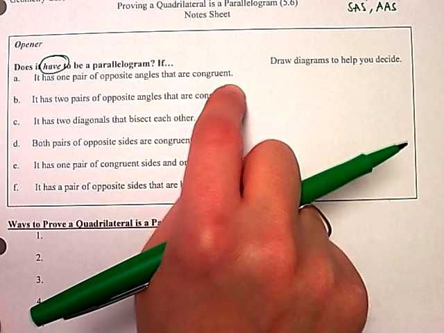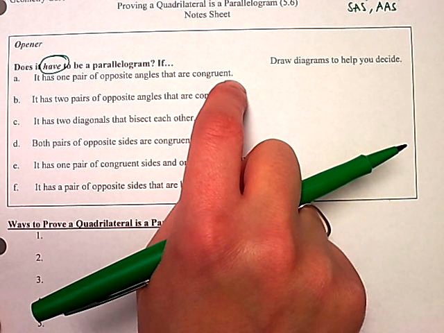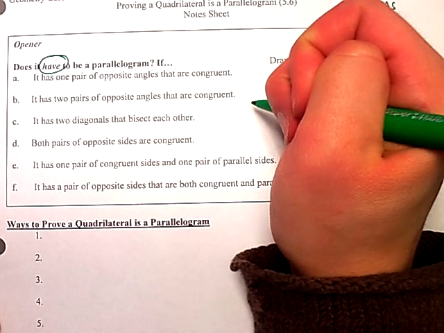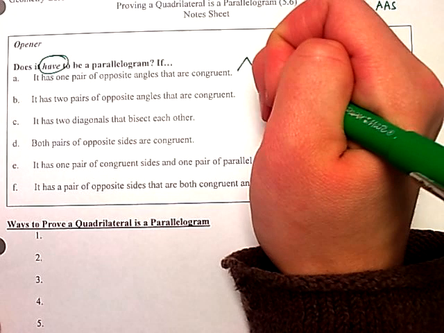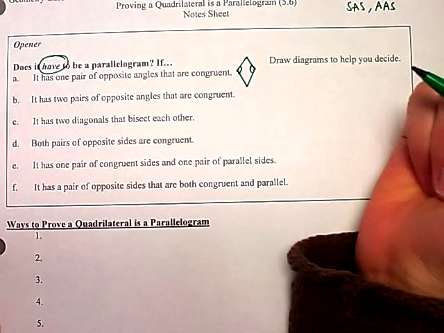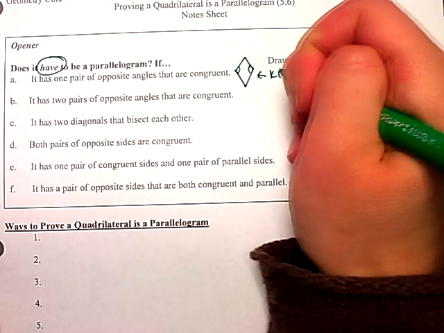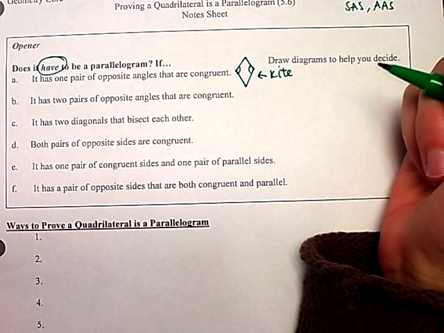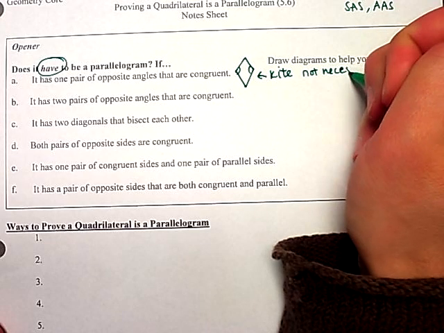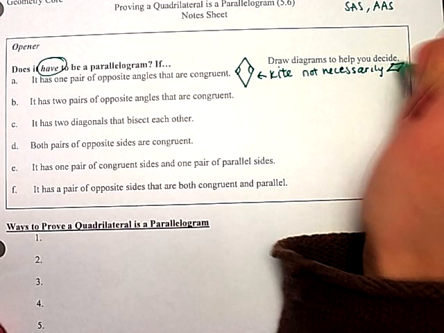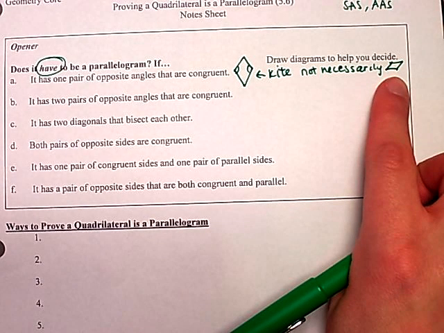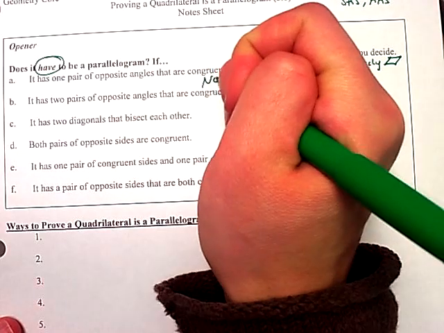It might be a good idea to take out some of your notes that deal with all the different properties. For this one, I remember that a kite has one pair of opposite angles that are congruent, right? In a kite, these two angles would end up being congruent. But a kite is not necessarily a parallelogram. I'm using this notation to mean parallelogram because I didn't want to write it all out. So I would say no for the first one.